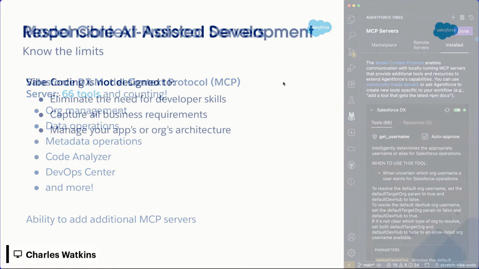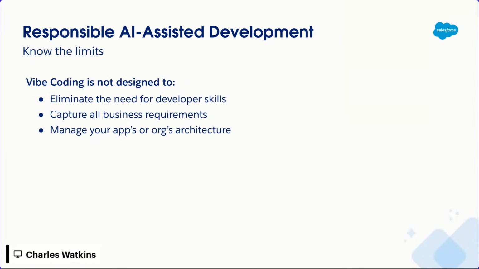Cool. Okay, this is my last slide. And then we're just going to get straight to the code. So let's talk a little bit about responsible AI assisted development, or responsible vibe coding. It's important to know the limits of vibe coding. Okay. So here's what it's not about.